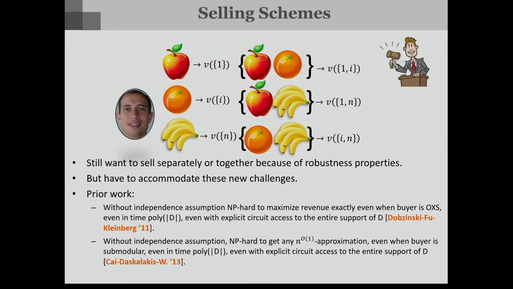Okay, still, we'd like to sell separately or together because of the nice robustness properties, but we have to accommodate these new challenges. And basically, there's no prior work on this problem. What we do know, we have some impossibility results. So we know that if you relax this independence assumption, then it becomes NP-hard to maximize revenue exactly. This was known from earlier work of Dobzhinsky, Fu, and Kleinberg. And we also know that it's NP-hard to get any polynomial approximation, so any reasonable approximation you can't get if you don't have this independence assumption.